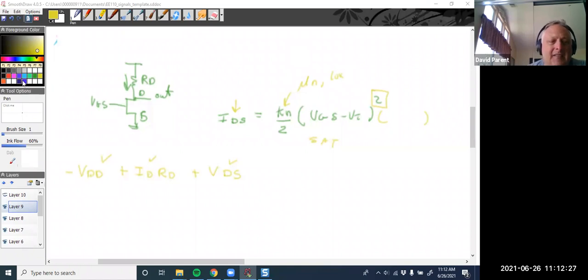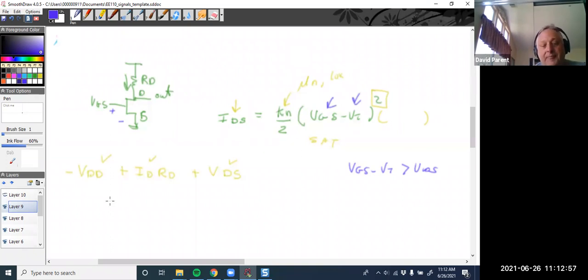Okay, I'm gonna just change colors here. But what do we know? Well, we know VGS here, right? Because this is the input. So if we assume we're in saturation, which means VGS minus VT is greater than VDS, then this equation will be true, right? And you can check to see if that's true. So we know this and we know that, all right?